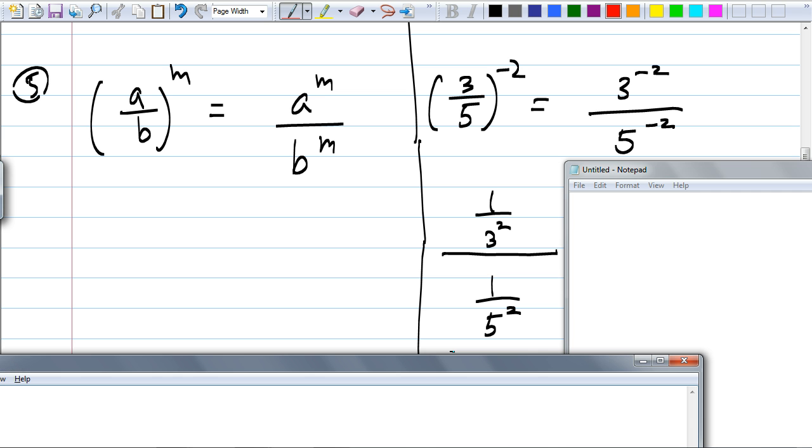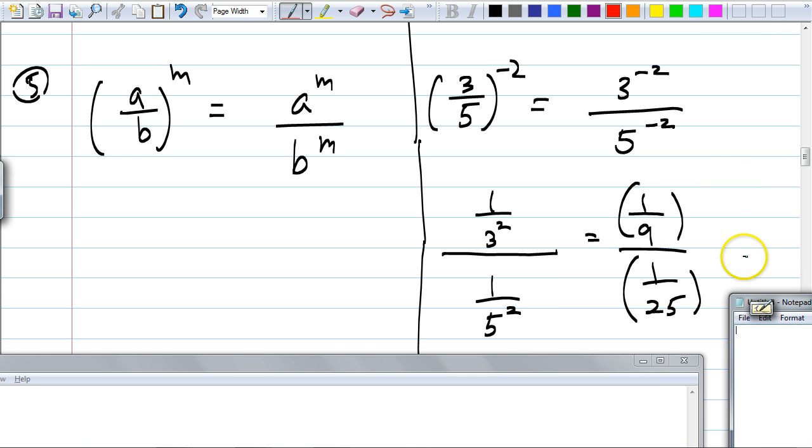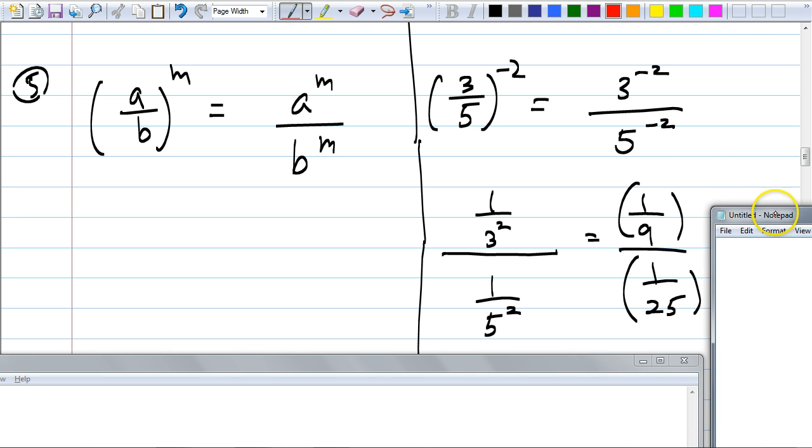Can we leave it like this? Okay, we can simplify a little bit. We know what 3 to the second power is. So can I write it this way? Right? Because we know that 3 to the second power is 9. 5 to the second power is 25, right? Am I done here? No. For fractions, you cannot leave your denominator or the numerator as a fraction or decimals. That would not be good, right?